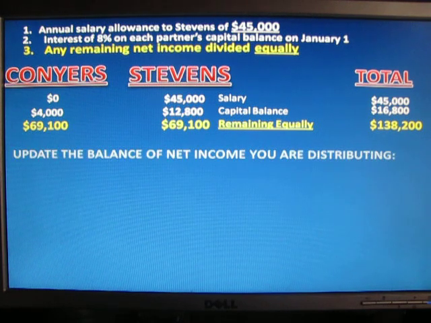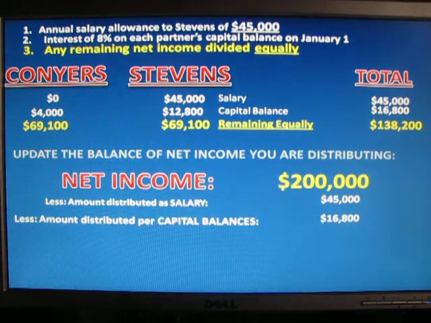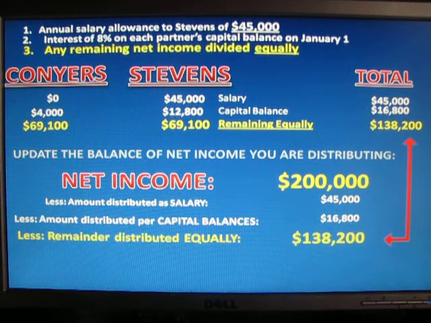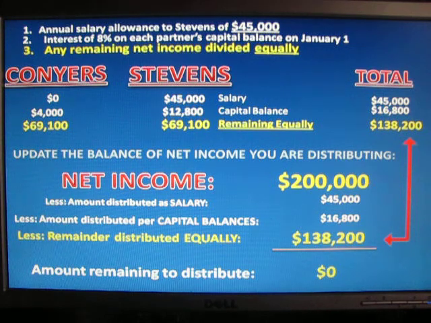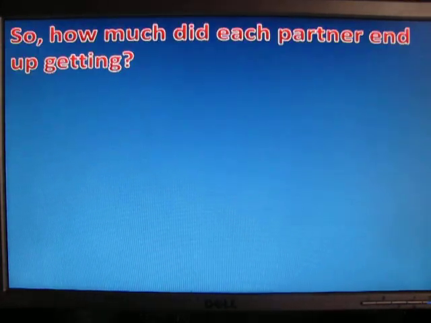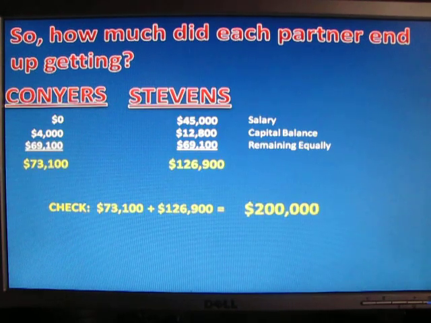So if we look at that net income again, we had $200,000. We distributed salary, capital balances, and finally the remainder equally. So we've distributed everything. So finally, the question of the problem. How much did each partner end up getting? Conyers ended up getting $73,100, Stevens $126,900.